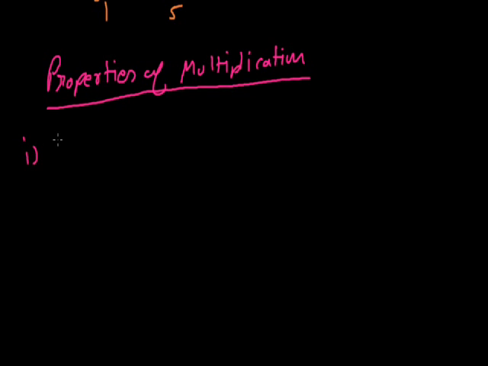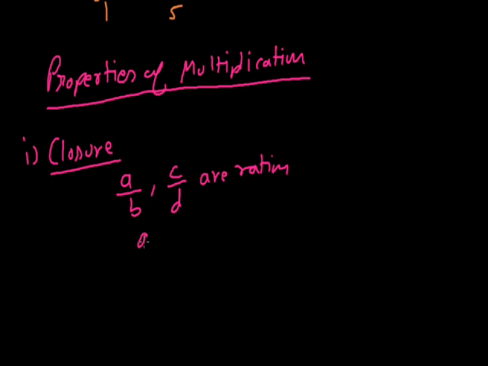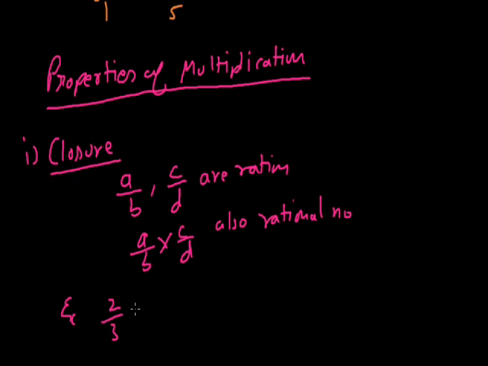Now the first property, that is the closure property. If a upon b is a rational number and c upon d is rational, then their product is also a rational number. For example, let's say I have the numbers 2 by 3 and 5 by 7. Both are rational and I multiply them. 2 into 5 is 10 and 3 into 7 is 21. So 10 by 21 is also a rational number. So multiplication of rational numbers has the closure property.